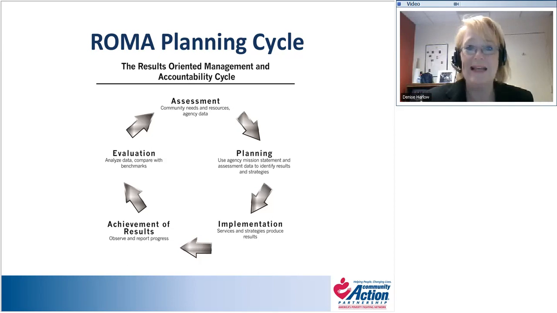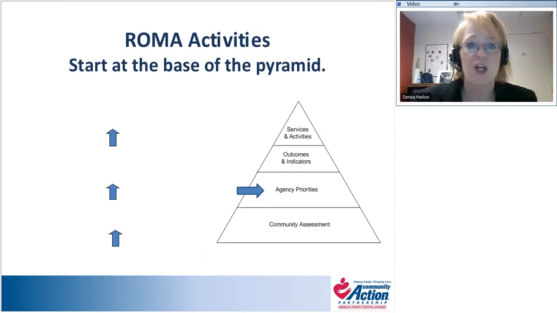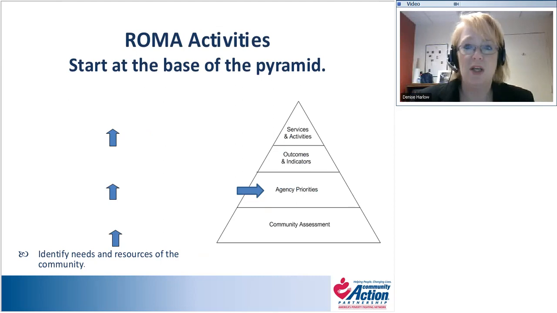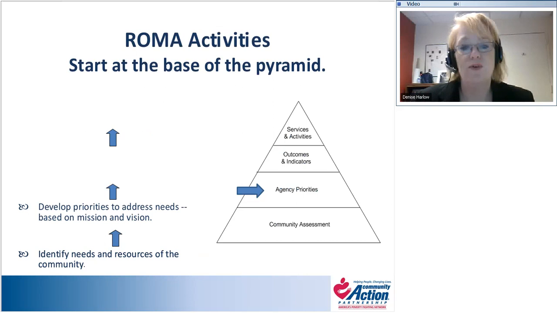And what happens is that analytical piece of the ROMA cycle, which is a critical element of the strategic planning process. So again, our ROMA activities really do start at the bottom of the pyramid, starting with the community assessment, but as we talked earlier, no reason to start fresh if you've done one piece before the other, but typically you do the assessment first. The planning process really is where you identify those broad range priorities for the organization, and you're looking to address needs based on your mission and vision.